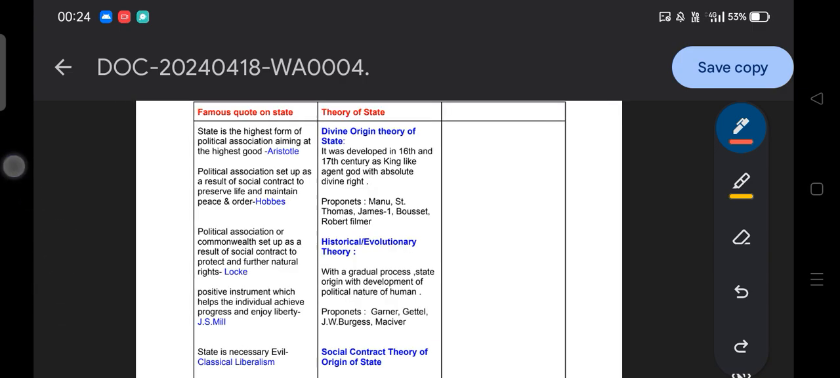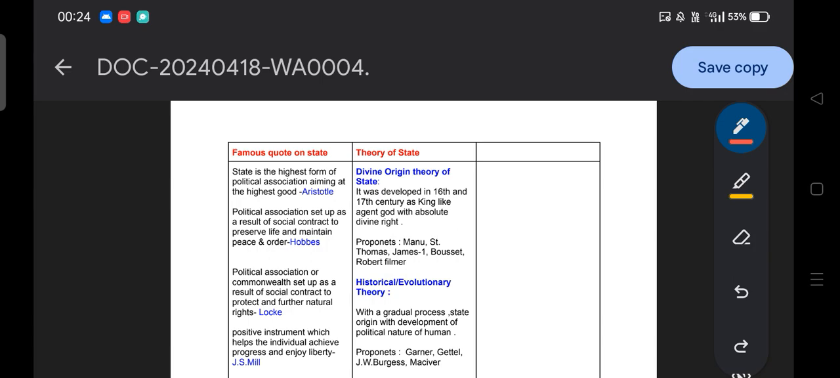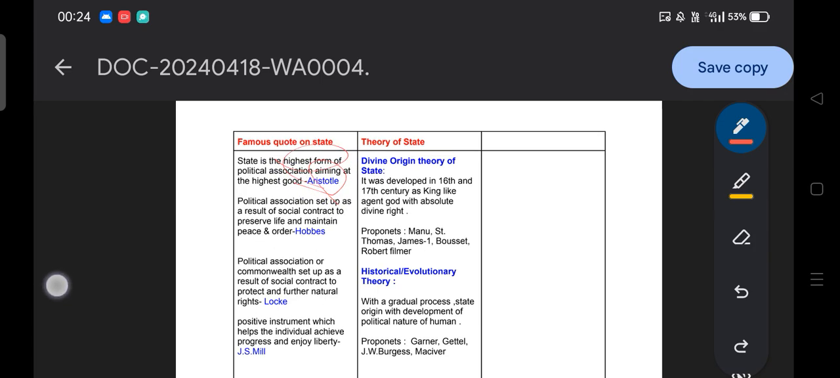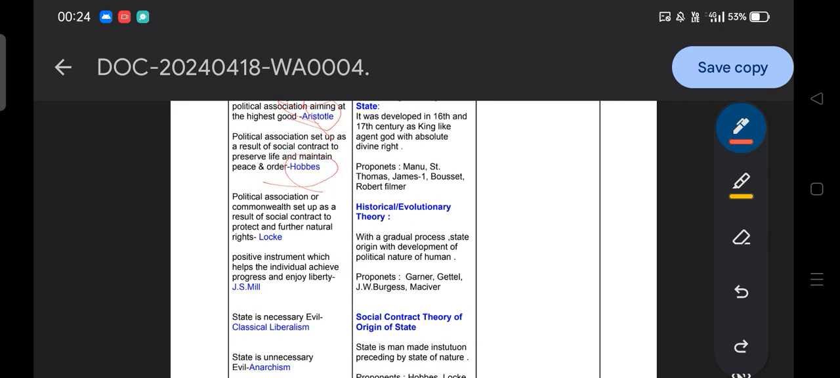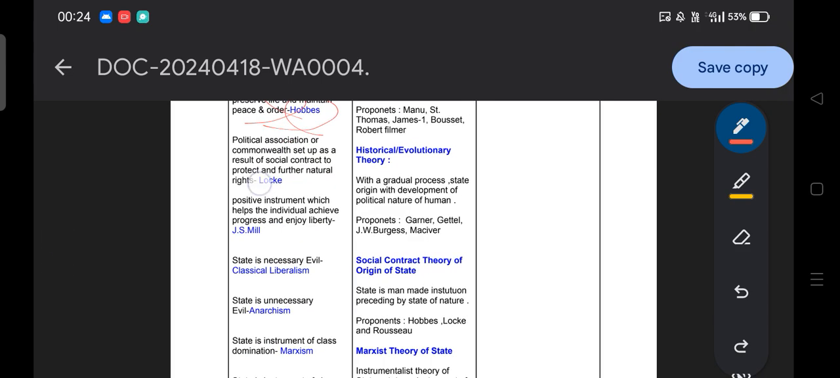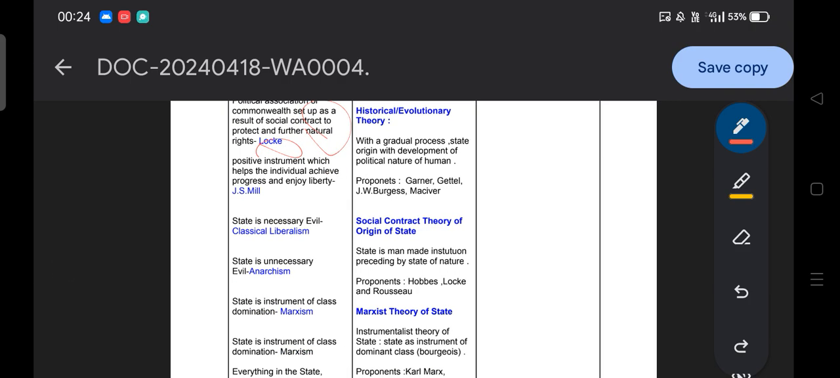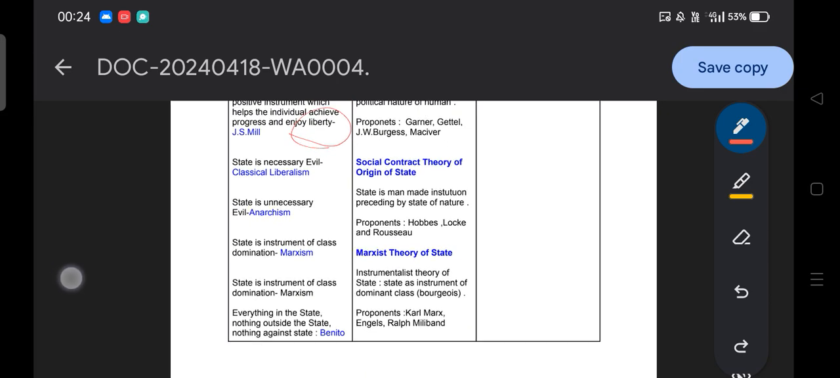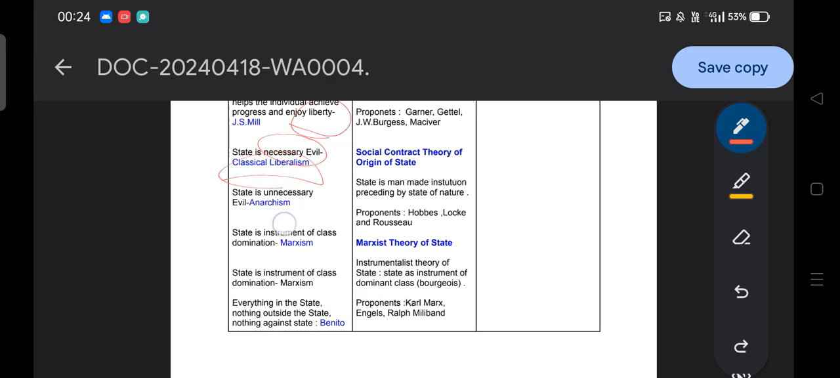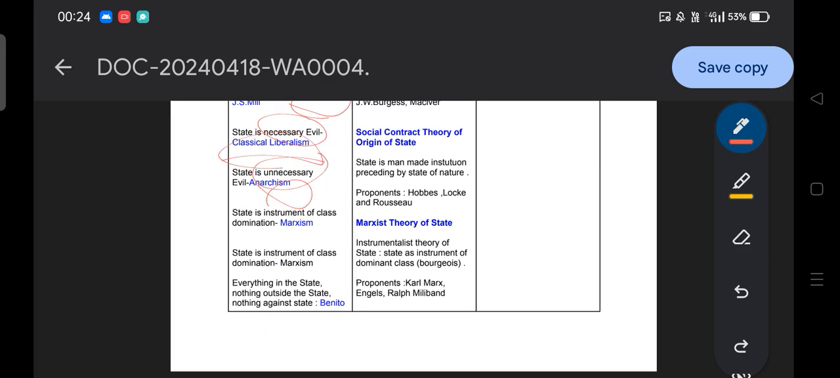Let me quickly revise for all of you. Aristotle says the state is an association, the highest association. Hobbes states that the state is created to preserve life and maintain peace and order. Locke states that the state is created for the protection of natural rights. J.S. Mill talks about the state ensuring progress and liberty. Classical liberalism: the state is a necessary evil. Anarchism: the state is an unnecessary evil. Marxism: the state is an instrument of class domination.